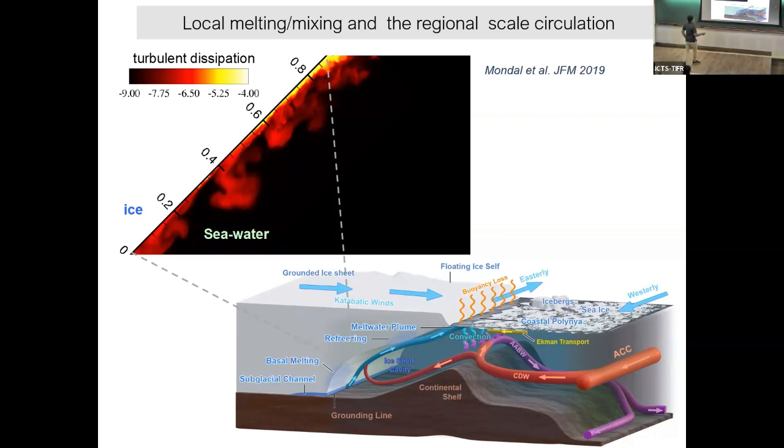So this is the typical ice shelf, and the ocean comes inside the cavity and melts the ice. This is the CDW, circumpolar deep water, from the Antarctic Circumpolar Current. There is one branch here of circumpolar deep water. It gets into the cavity and interacts with the ice.